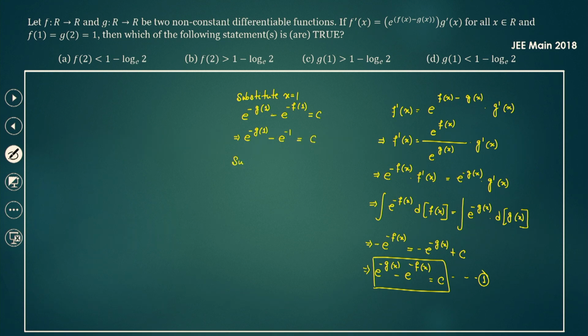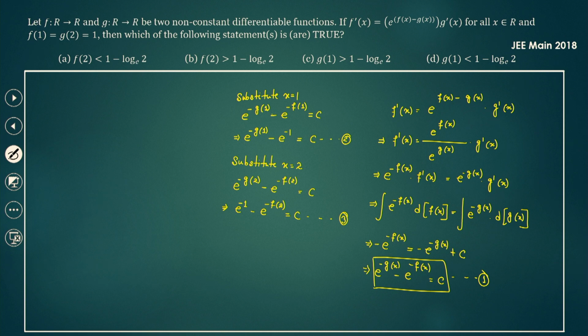Now let us substitute x equal to 2. We get e to the power minus g2 minus e to the power minus f2, which is equal to the constant again. What is g2? g2 is 1 again. So e to the power minus 1 minus e to the power minus f2 is equal to c. Let's call these equation numbers 2 and 3. Now the left hand sides of 2 and 3 are both equal to c, so we can easily equate them.